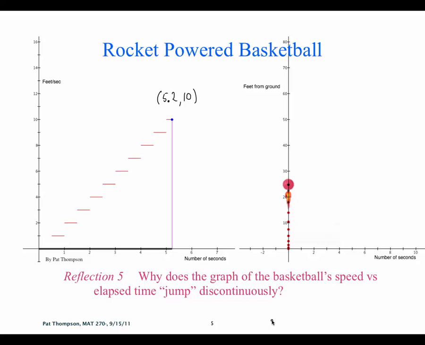So, why does the graph of the basketball speed versus elapsed time jump discontinuously? Well, that's a good question. The reason is because it has booster rockets on it. And every half second, another booster rocket goes off, and what happens to its speed? It increases. How does it increase? Gradually? No, it jumps suddenly. So the rate jumps. It's going at a constant rate, and then all of a sudden the booster rocket goes off, and it's suddenly at a higher rate for the next half second. So every half second, the speed of the basketball suddenly jumps to a higher speed.